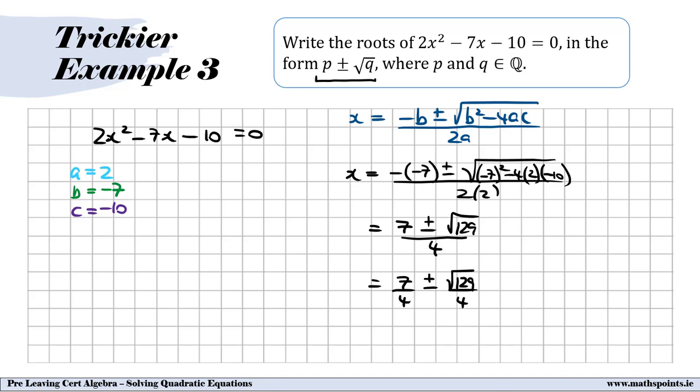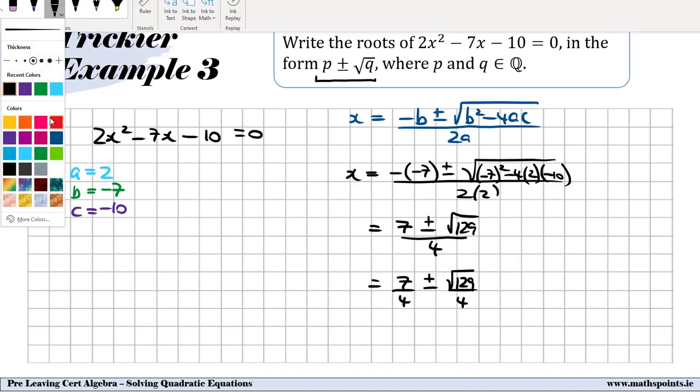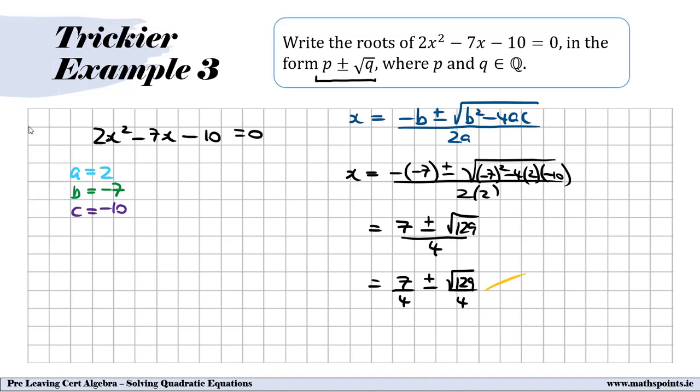Now, it's a bit ambiguous whether they want the second part here, the root 129 over 4, all to be under a square root. Like in the solution here, we have root 129 over 4, but they ask us to have the q under a square root. So what I'm going to do, just to do that, even though it might not be 100% necessary, is bring the root 129 over 4 and turn that into root 129 over root of 16. I can turn 4 into the surd root 16.